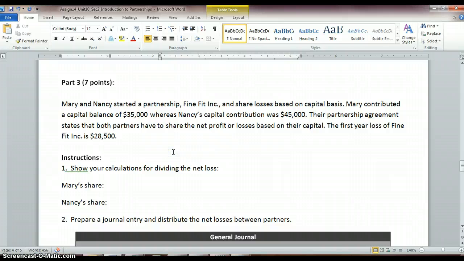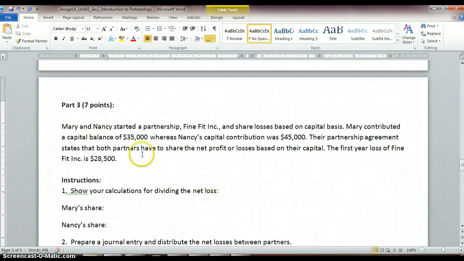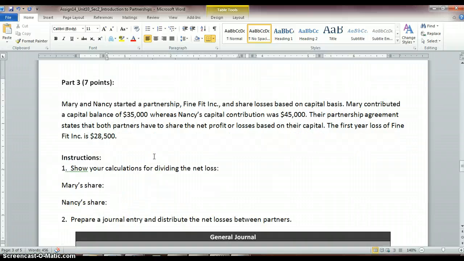In part 3, we're looking at, again, calculating the shares, and then we're going to put in a journal entry. In this one, Mary and Nancy start a partnership, FineFit Incorporated, and share losses based on capital basis. That means they're based on what they've invested. Mary contributed a capital balance of $35,000, whereas Nancy's capital contribution was $45,000. So Nancy's got a little bit more invested. The partnership agreement states that both partners have to share the net profit or losses based on their capital. The first year loss of FineFit Incorporated is $28,500.